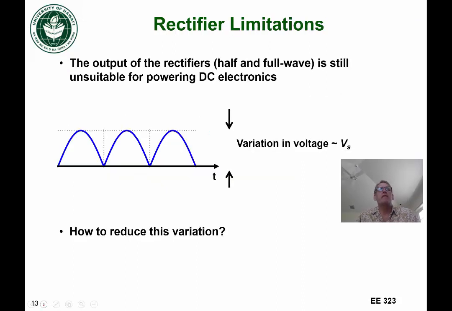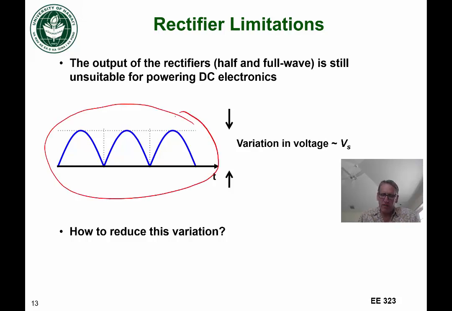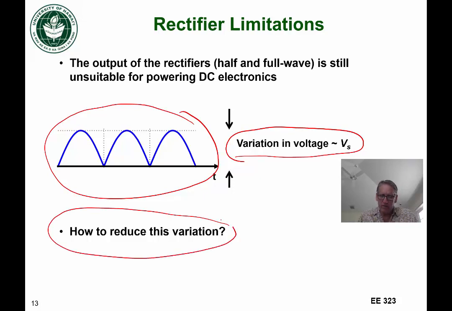Okay, so what are some of the limitations of rectifiers? Well, the most important limitation of both full and half wave is the output waveform. This is a full wave output waveform shown here with this voltage variation, which is approximately equal to Vs, but minus 2 Vd in this case. But still, you wouldn't want to hook up your cell phone or your laptop to a waveform that looks like this, right? It would turn on and then turn off and then turn on and then turn off. So this is not quite DC or constant enough to be useful. So the question that comes up is, obviously, how do we reduce this variation?